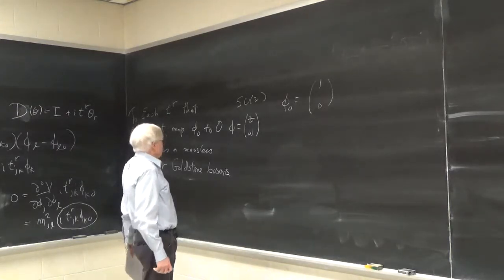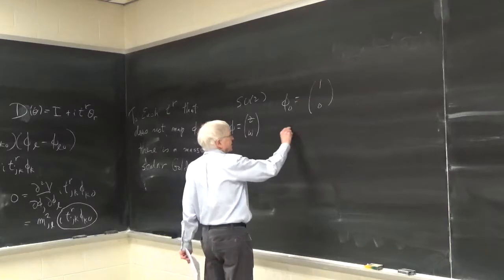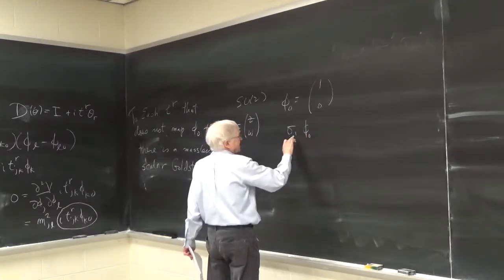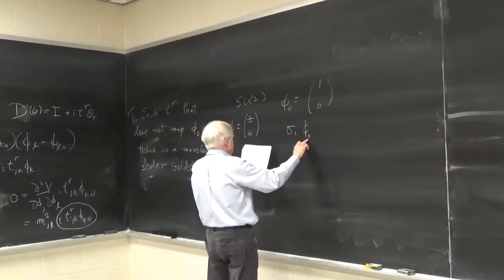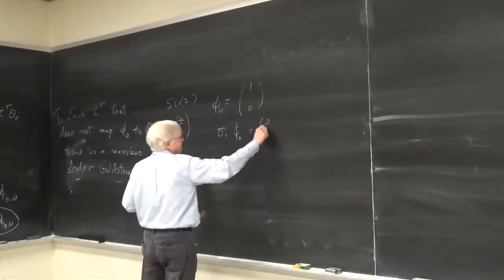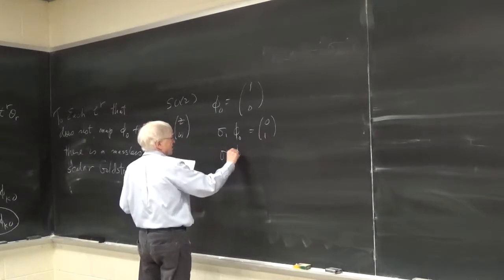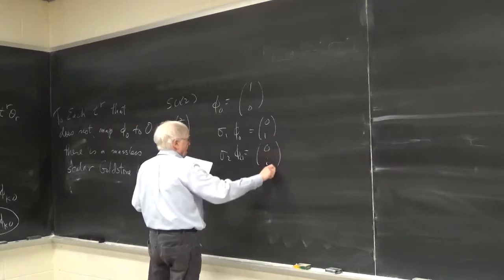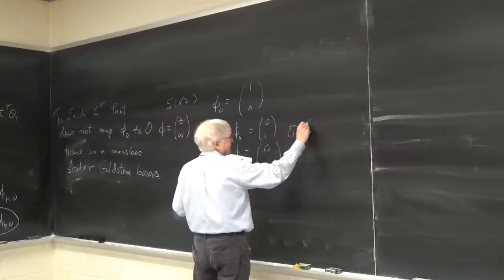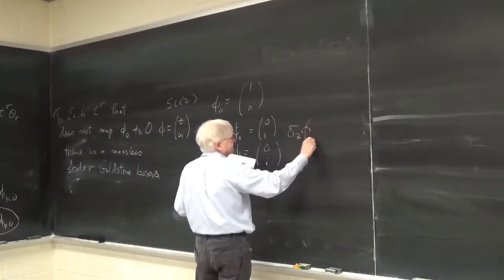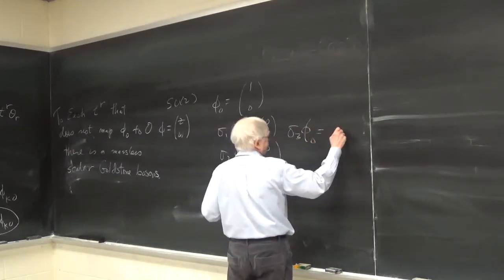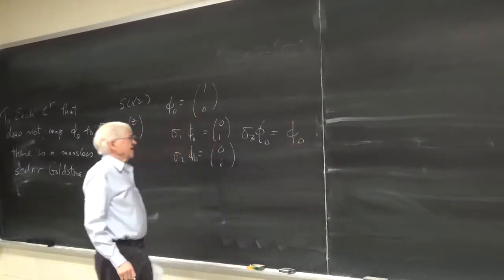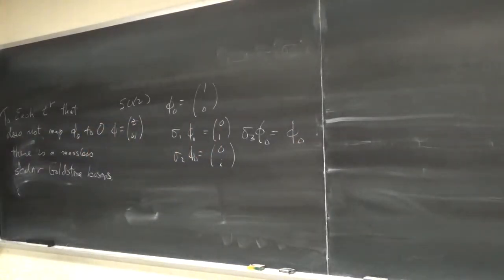And now what you can see is that the generators of this don't annihilate this vector. Sigma 1 on phi 0 is (0, 1). Sigma 2 on phi 0 is (0, i). Sigma 3 on phi 0 is just phi 0 itself. And so those don't annihilate it.